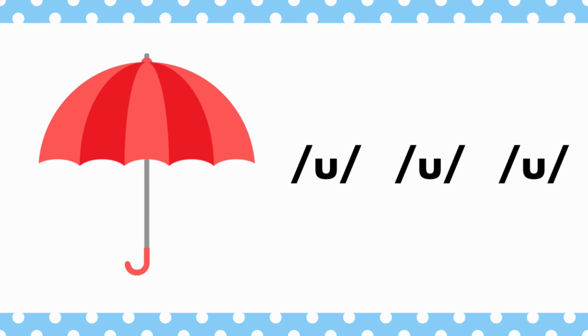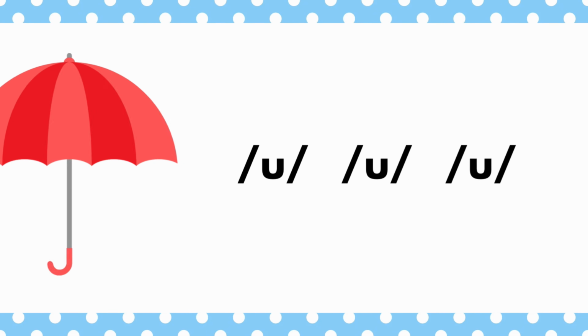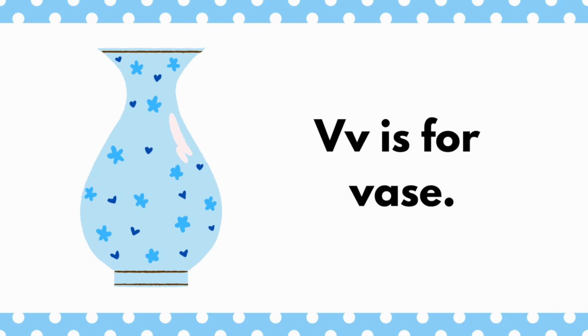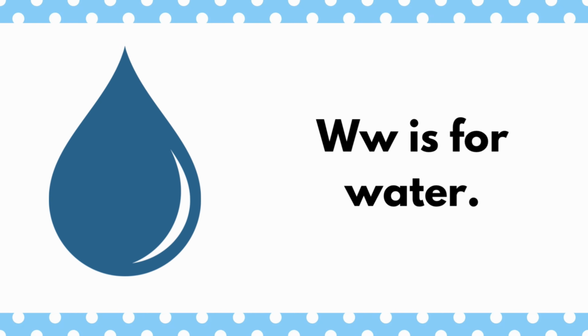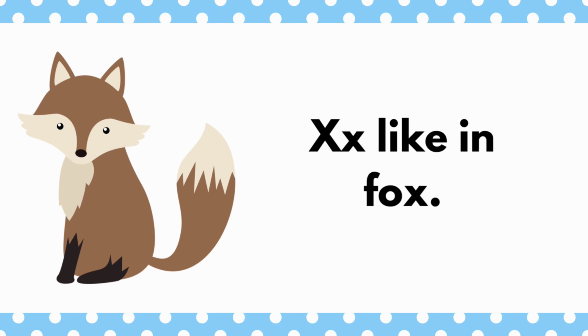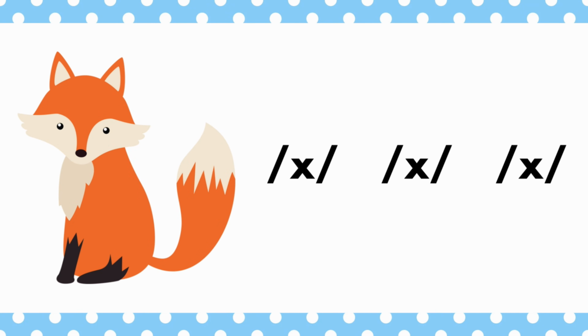U is for umbrella. V is for vase. V, V, V. W is for water. W, W, W. X is for fox. X, X, X.